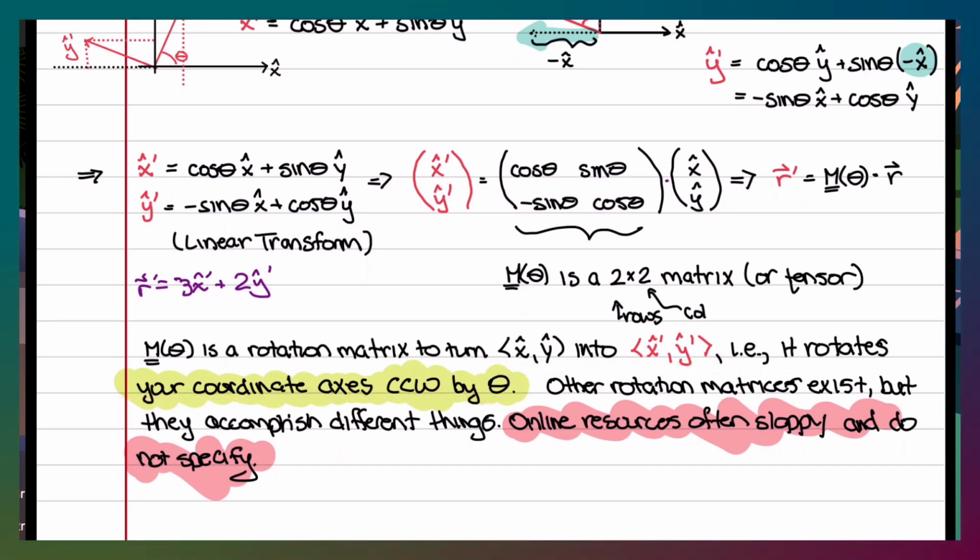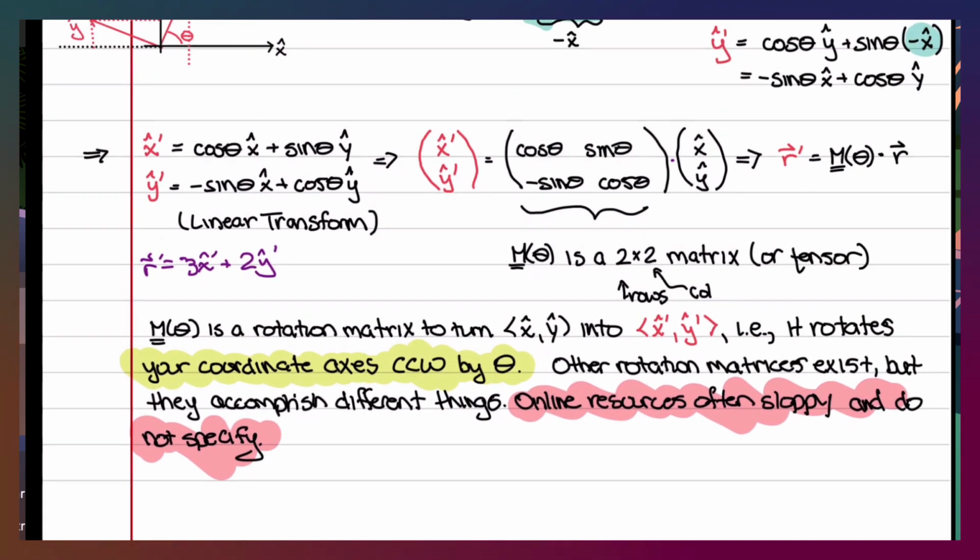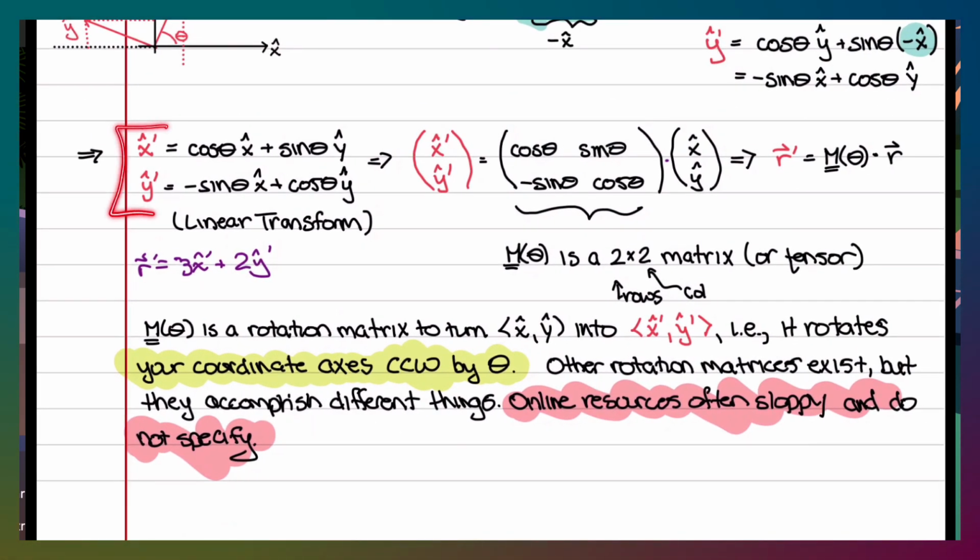And I highlight this because there are other rotation matrices that exist, and they accomplish different things, and online resources are often pretty sloppy about specifying what exactly the rotation matrix is doing. So here I'm being very explicit in saying that this here is a matrix that rotates the coordinate system counterclockwise by theta, i.e. turning the black into the salmon. And particularly that's accomplished by these formulas, which again is equivalently written like this, and this is generally what we're doing here.